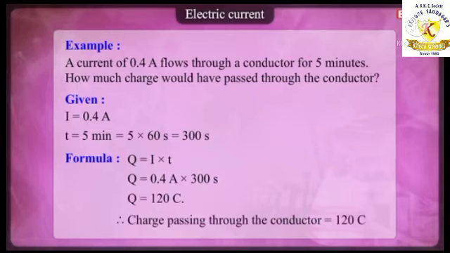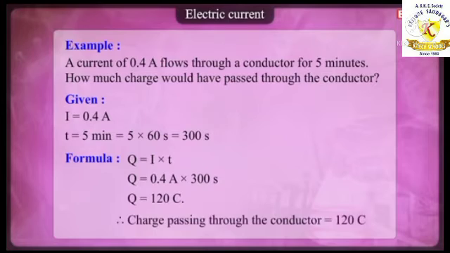So, students, let's revise the numerical once again. What is the numerical given as? What's the question? A current of 0.4 ampere flows through a conductor for 5 minutes. How much charge would have passed through the conductor? First of all, we have to calculate the charge passed through the conductor. And what are the given things? Current is given as 0.4 ampere and the time taken for it is 5 minutes. First, we write all the given things.